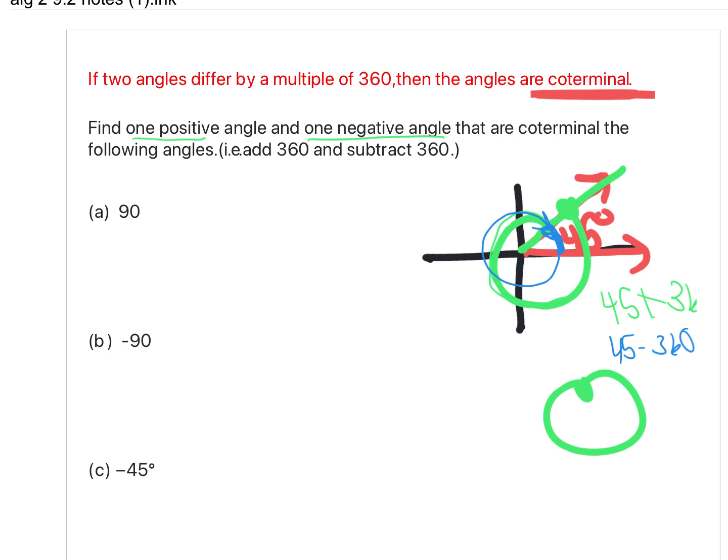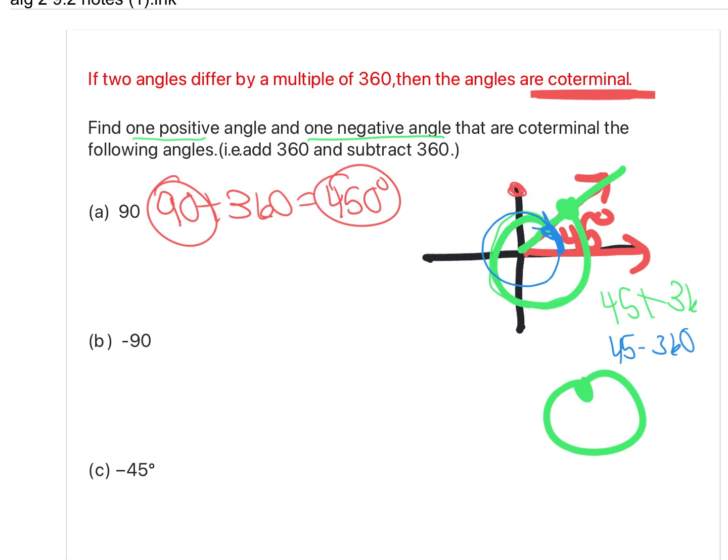So if I want a positive, I'm going to say 90 plus 360, and that would be 450 degrees. 90 degrees and 450 degrees are at the same spot. They would be here on our coordinate plane, but they have different measures because you've gone all the way around another time. So if I wanted a negative coterminal, I would just subtract 360 degrees. And 90 minus 360 is negative 270 degrees.